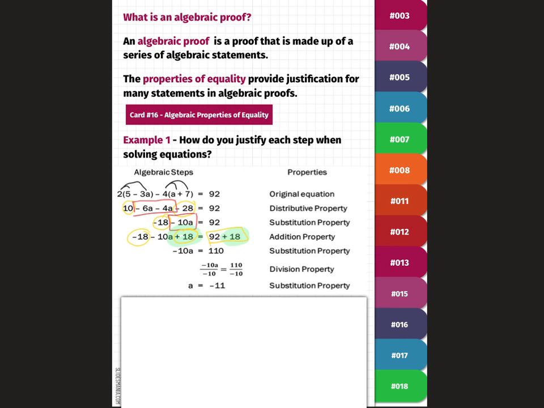So here you have all the steps to solve an equation, which you already know how to do. Now you have to include the properties that you would use in order to justify those steps.